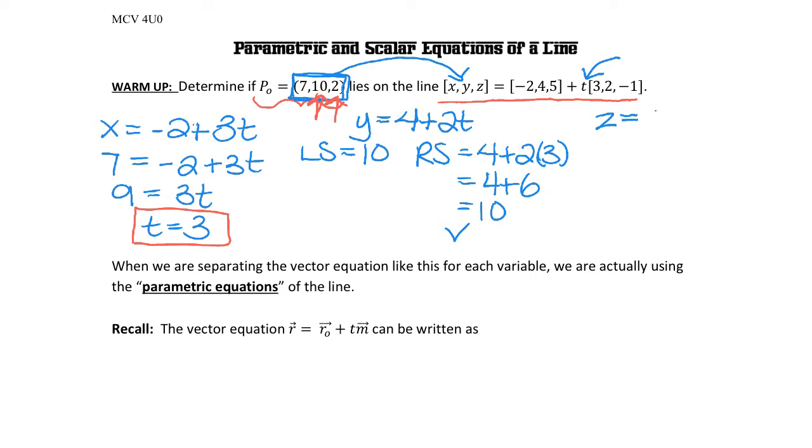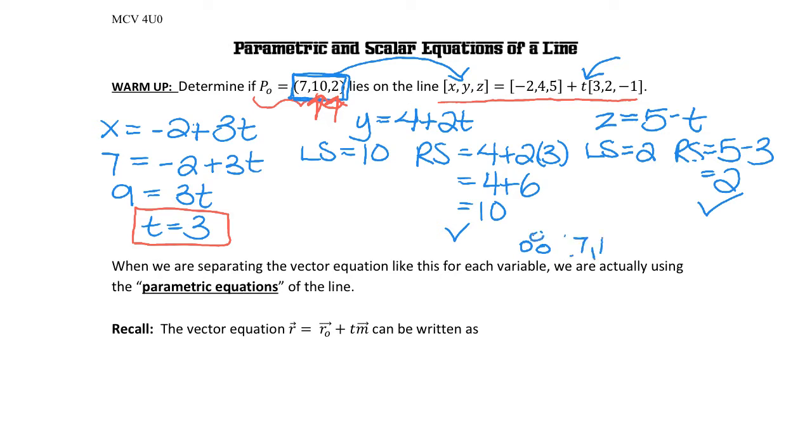So z is equal to 5 minus t. And so my left side z value would be 2. My right side would be 5 minus 3, which is 2. So therefore, (7, 10, 2) is on the line. And it's on the line when our t value is equal to 3.